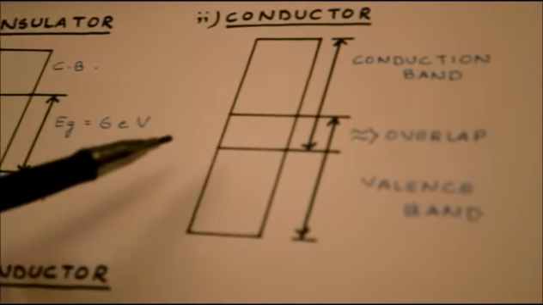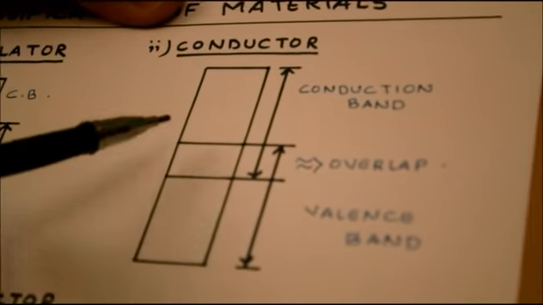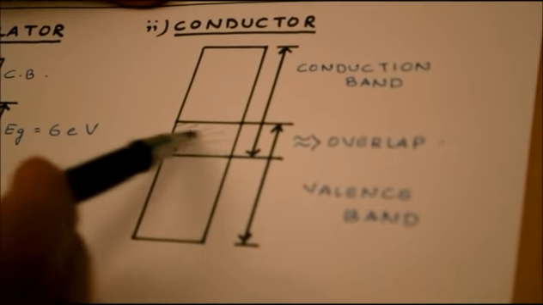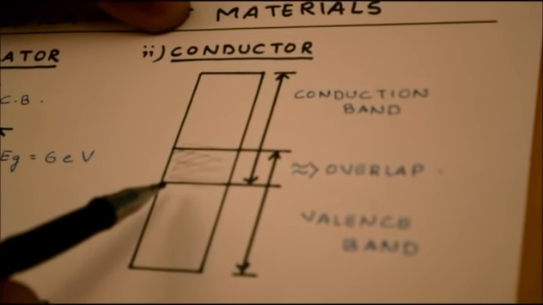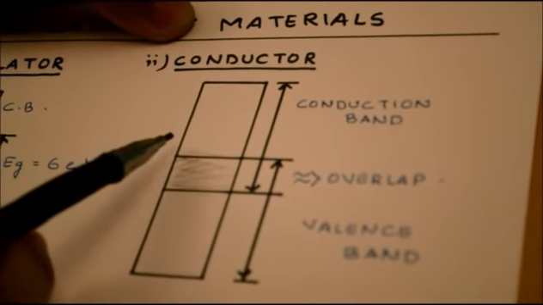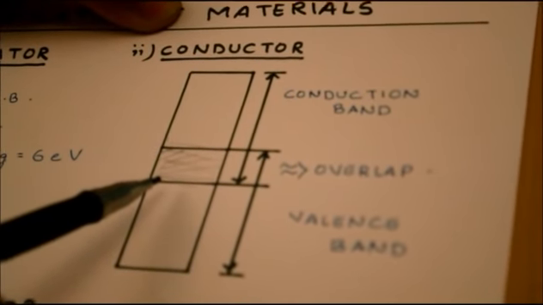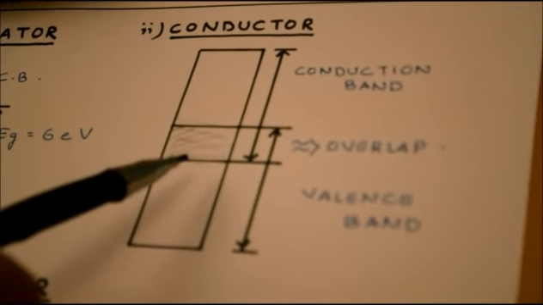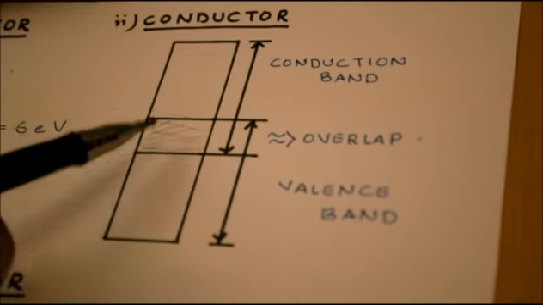Then we shift to conductors. Here we see that the conduction band and the valence band are overlapping with each other. As you can see, this is the overlap area. So any electron which is in the valence band is virtually in the conduction band also. What I am saying is virtually. So you can understand that conduction is very easy and the electrons can move very easily from the valence band to the conduction band even at room temperature, which is nearly 25 degrees Celsius, because there is an overlap.